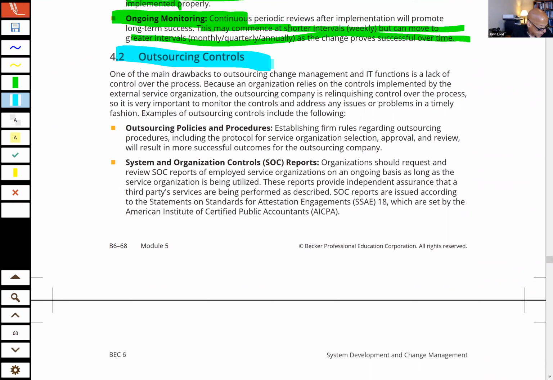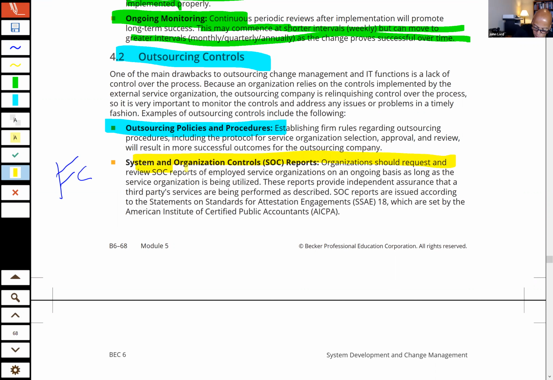So we talked about selection and integration risk, which the set of controls we just went over would mitigate. And then for the outsourcing risk, which is our third category of risk, we would have outsourcing policy and procedures. So let's flashcard these as outsourcing risk. System and organizational control reports, which I think we talked about last time.